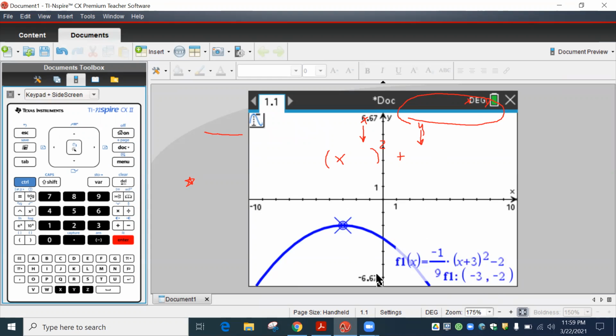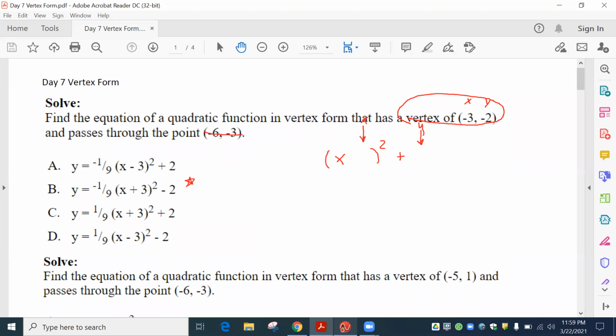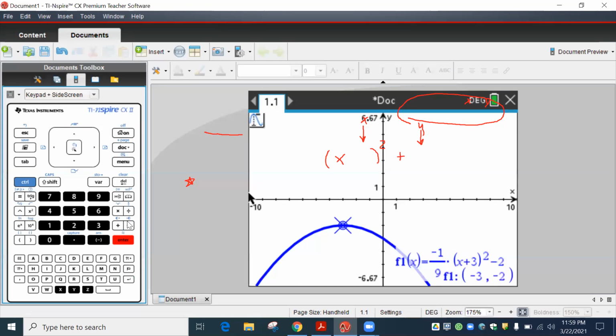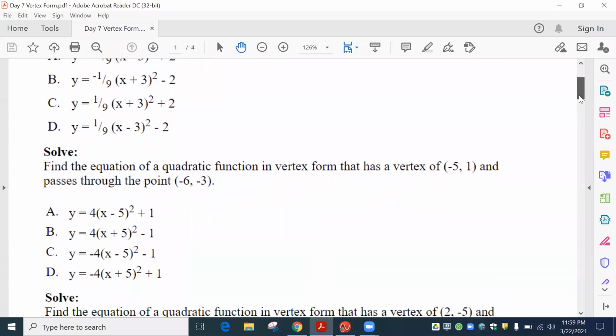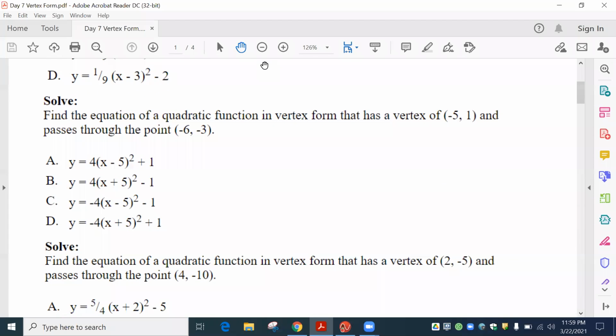Then we're going to check the other point, which is -6 and -3. So -6, -3 does work. So yes, B was the answer. So in the end, you could have just typed these in, checked to see if this was the vertex, and then checked to see if that was the point. So that would be fine. But if, like I said, if you understand vertex form a little bit, it makes your life a little bit easier.